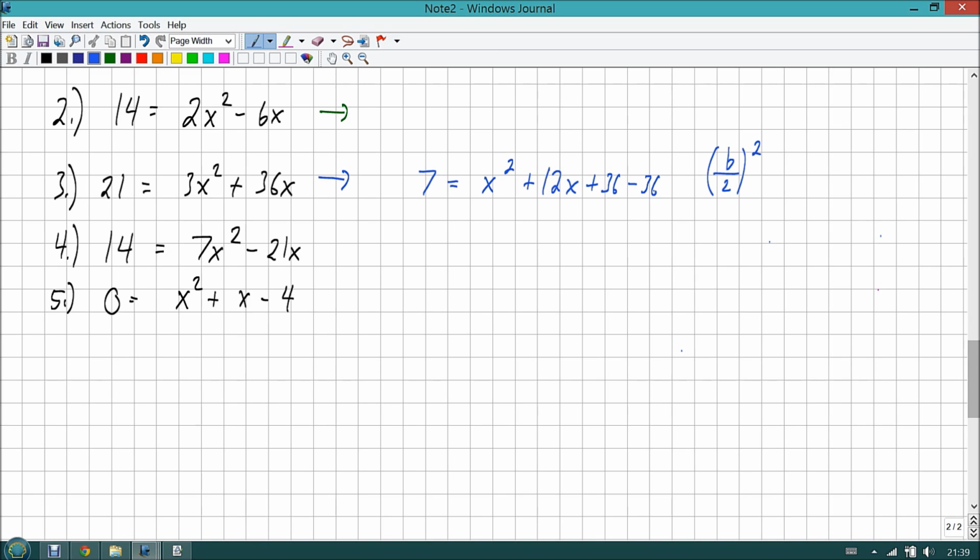36 plus 7 is 43. So I have 43 is equal to x squared plus 12x plus 36, which of course factors nicely into x plus 6 squared. Take the square root of both sides, so now I have plus or minus the square root of 43 is equal to x plus 6. Subtract 6 from both sides, I have negative 6 plus or minus the square root of 43 is equal to x.